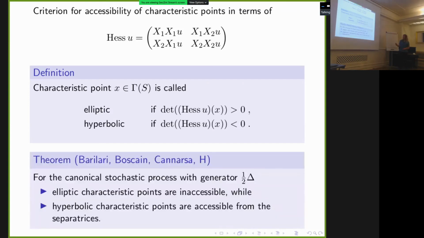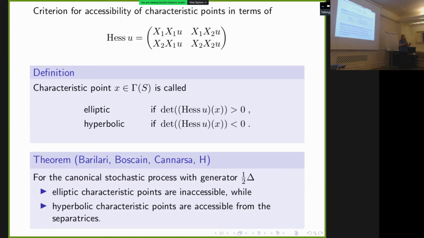But the interesting thing is that, again, if you take your intrinsic sub-Laplacian and consider the associated stochastic process, it turns out that all the elliptic characteristic points are inaccessible. And this is all the pictures we saw early on, where you have an elliptic characteristic point, because in the paraboloid and the sphere, your stochastic process never managed to hit these points. But now, if you consider different surfaces, you can come up with hyperbolic characteristic points.